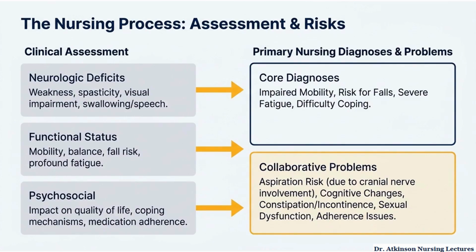Major nursing diagnoses often include impaired mobility, fatigue, and risk for falls. Collaborative complications may involve aspiration risk, constipation, incontinence, cognitive decline, and sexual dysfunction. Because MS affects so many systems, nursing care has to remain holistic and individualized.